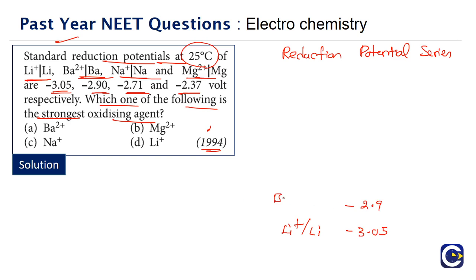So barium is what? Barium 2 plus becoming barium. Okay. Then the next value will be minus 2.71, which is of course the sodium part. Then comes, among the given, the highest, which is the magnesium. Okay. So if you look at this, the conclusion is simple.